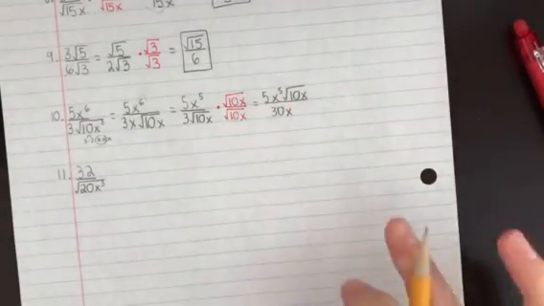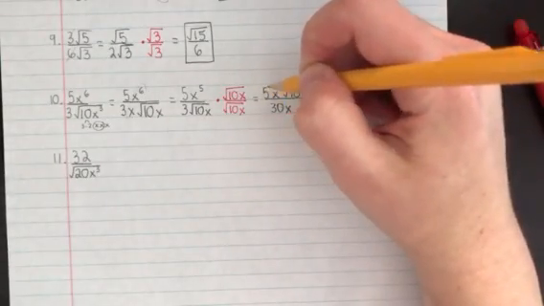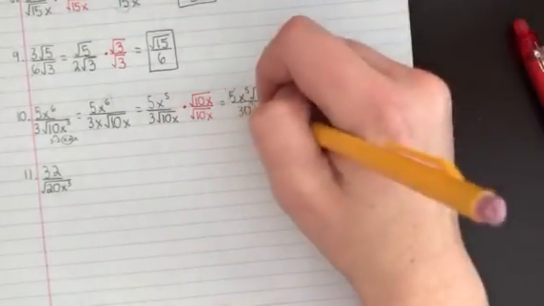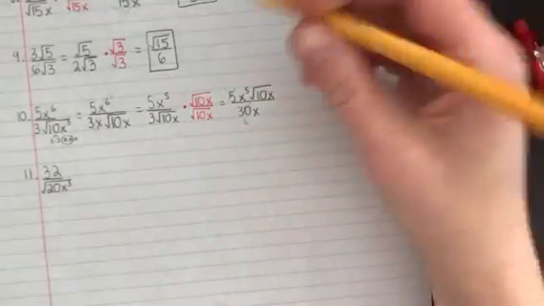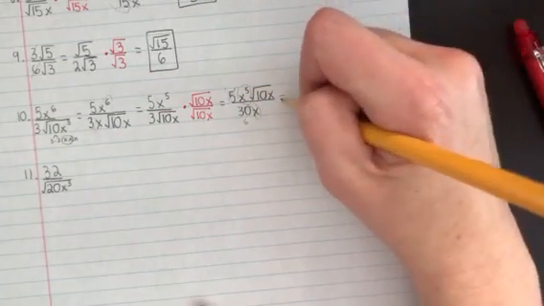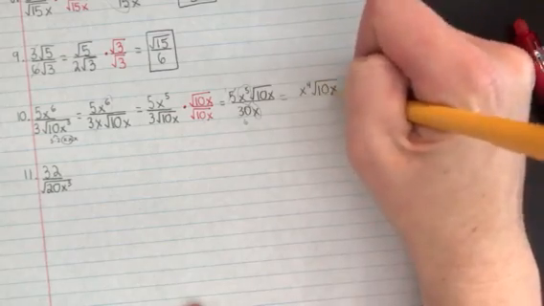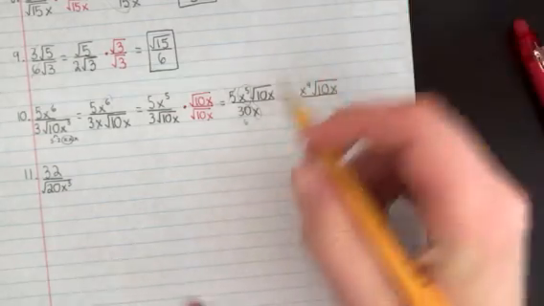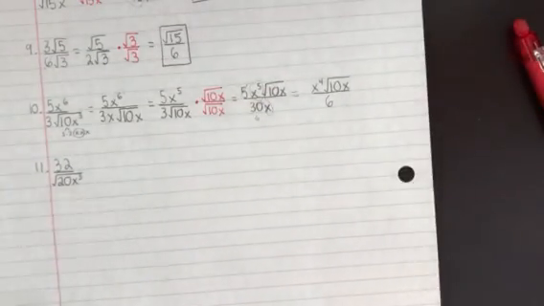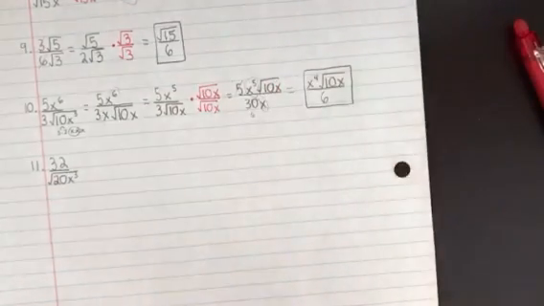And then I do have a little bit more simplifying that I can do. 5 and 30 are both divisible by 5. 5 goes into 5 once, no reason to really write 1. And 5 goes into 30 6 times. And then I've got x to the 5th here and x here. So that's going to become x to the 4th square root of 10x over 6 is the only thing left on the bottom because I got rid of the x on bottom. And that's it. Nothing else I can do there. A lot of simplification, as you can see today.